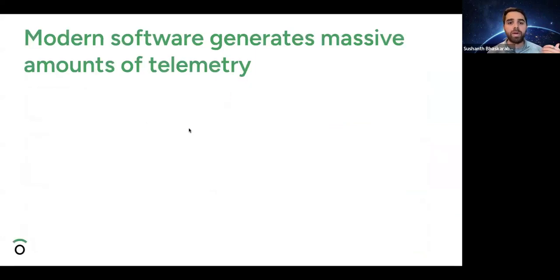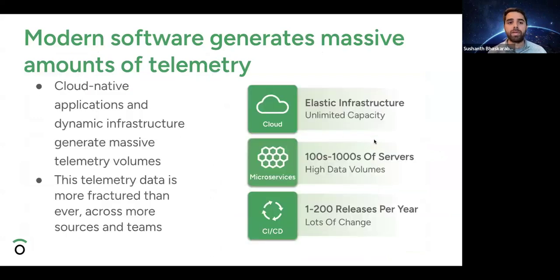data. We know that modern software generates massive amounts of telemetry. Cloud native apps and dynamic infrastructure are only increasing this trend. And a challenge we hear from a lot of teams is that the telemetry data we need to be able to observe is more fractured than ever. It's fractured across different data sources, different teams. And this is one of the problems that Observe was originally founded to tackle.